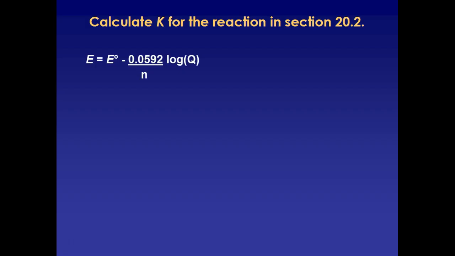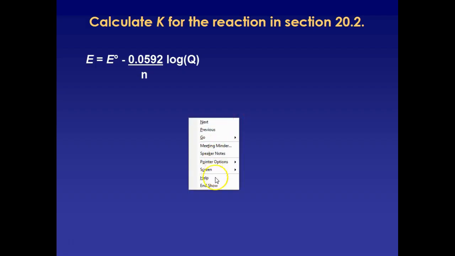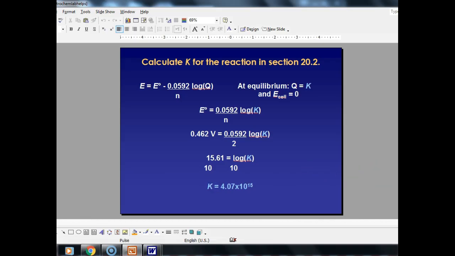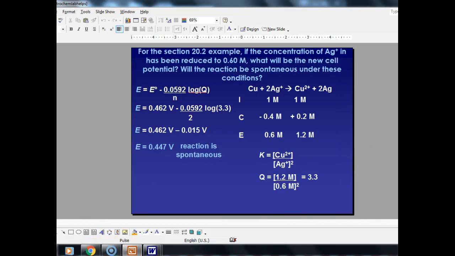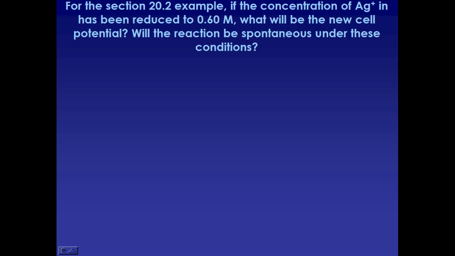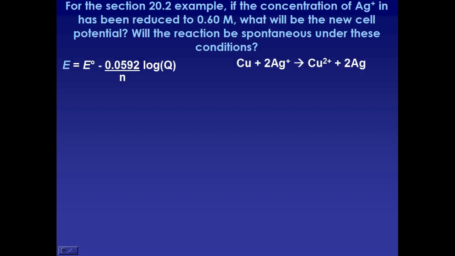It's asking here to calculate K. I'm actually going to hold off on this one for a second and then move on to the next part. There we go. So it says in this one, if silver had been reduced to 0.6, what would the new cell potential be, and would it be spontaneous? So this was the reaction between copper and silver that I showed you when we drew the cell out. And so if the silver ion concentration went down, similar to what happened in your lab, where your copper concentration went down, what would the new cell potential be?